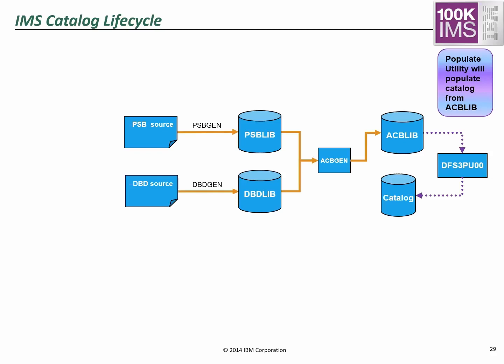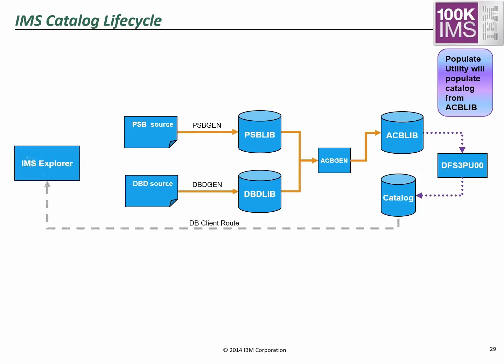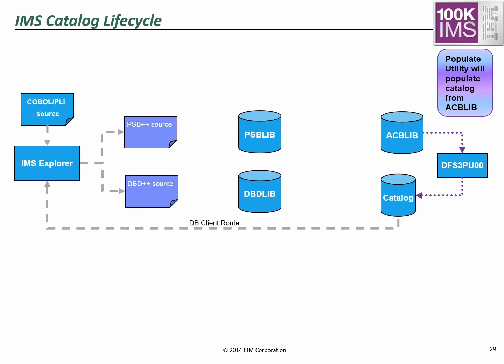Remember, DBDs only have key fields and search fields. So how do you get the COBOL copybook information that has all the rest of the information about the segments into the catalog? You can use IMS Explorer for development to import COBOL copybooks into the DBD. So the IMS Explorer can be used to import the COBOL copybooks. And when you import those COBOL copybooks, you now have these expanded DBDs or PSBs with that COBOL copybook information. Then you would do the PSB gens into the PSB library and the DBD gens in the DBD library.